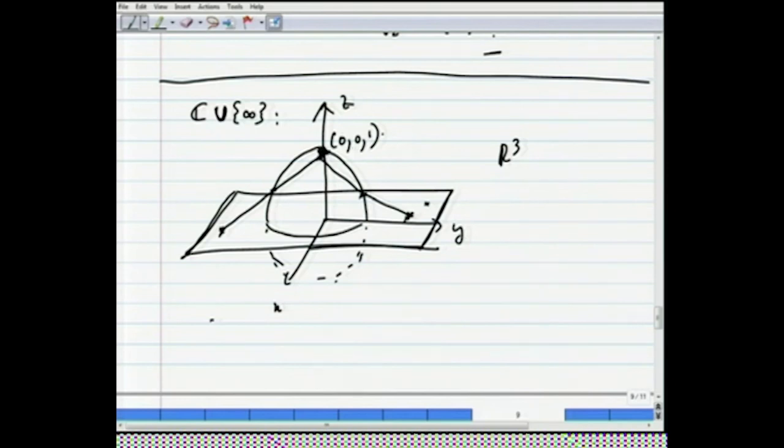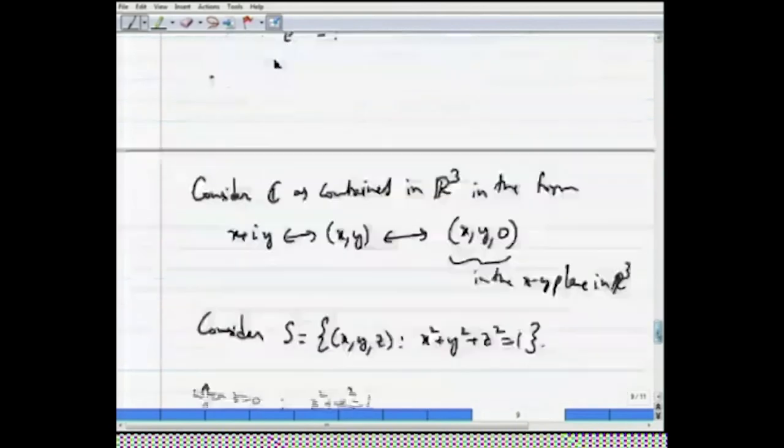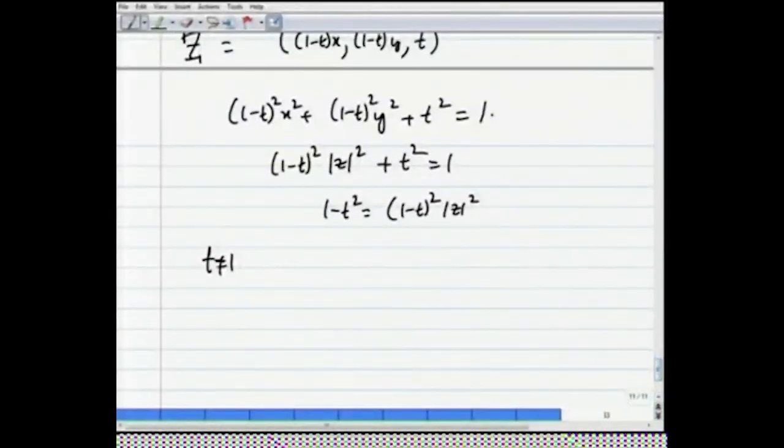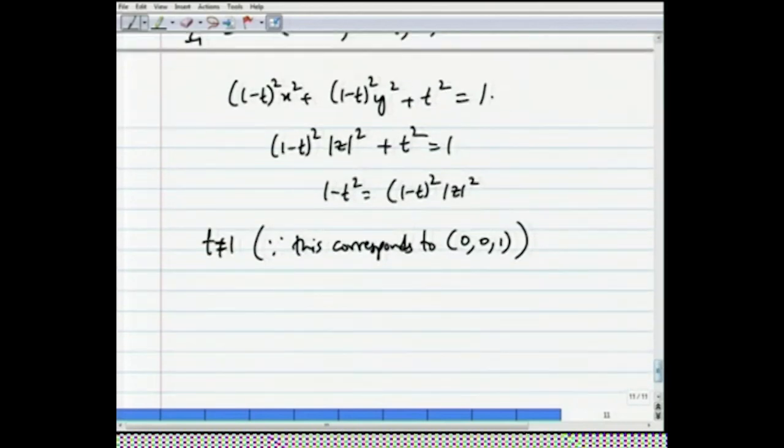After all, you are connecting the complex number to this point 0, 0, 1. So, that will not intersect the sphere in 0, 0, 1 itself. So, t will not be 1, since this corresponds to the point 0, 0, 1. So, you can divide by 1 minus t, for example. And then, we can solve this for t. Well, let us do it.